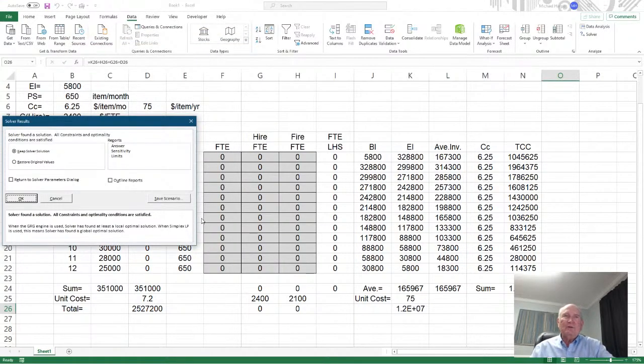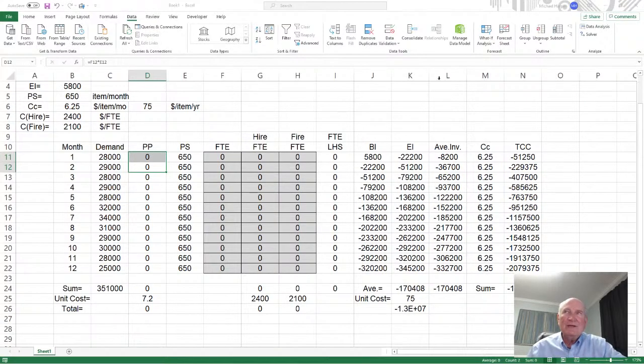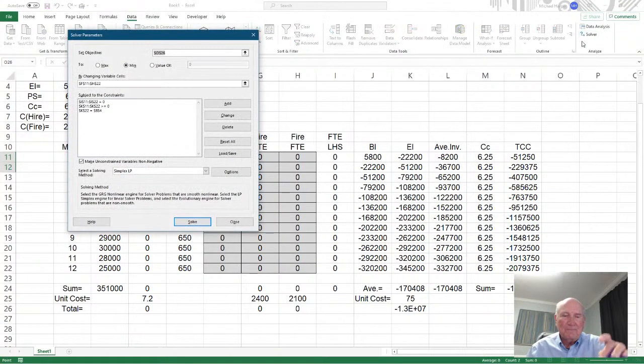I sure hope it works. Say okay, and let's see what happened here. Something happened. Oh, I never did this. Oh my goodness. I forgot to take this back. There we go. Let's solve this thing again.